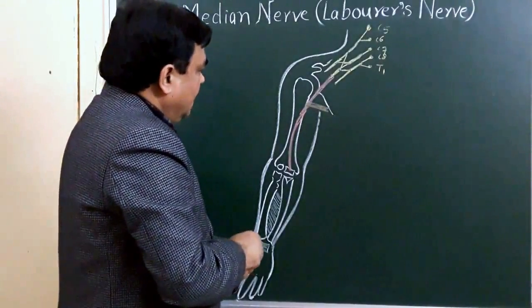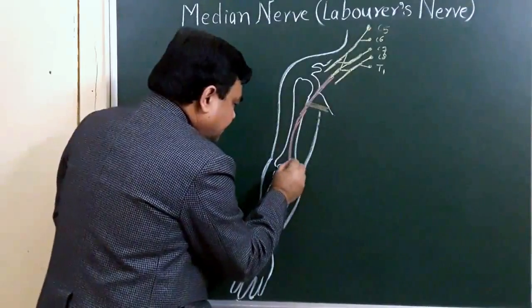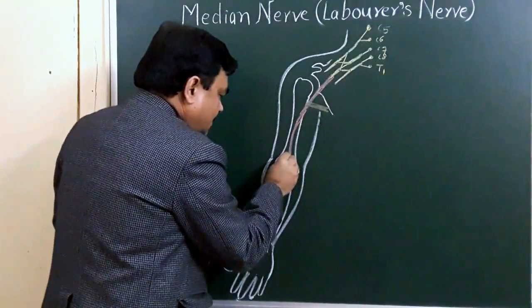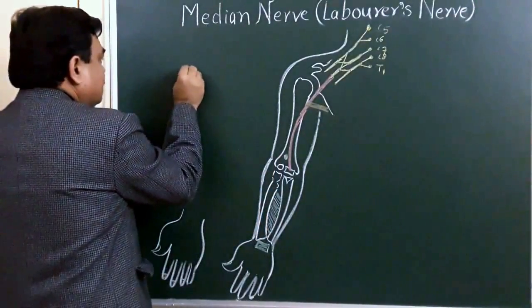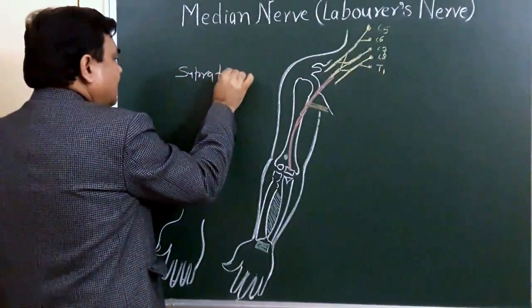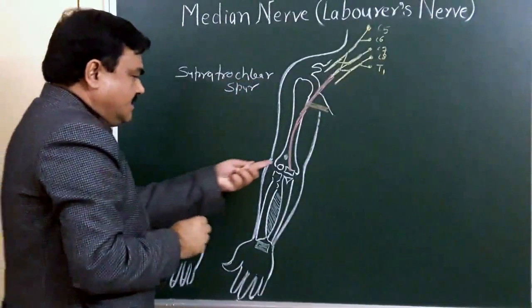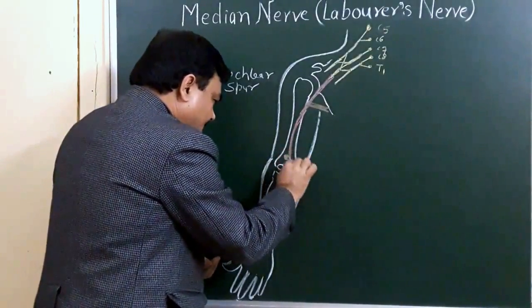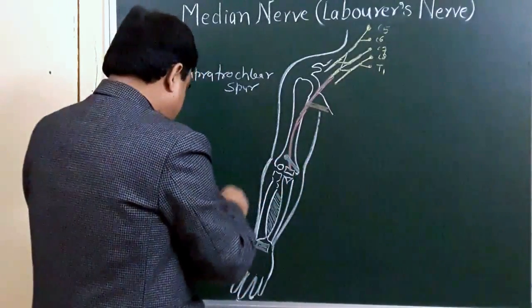Now, another related structure here is the supratrochlear spur. This is the supratrochlear spur, and this is the medial epicondyle of the humerus. From here to here, sometimes a ligament is present, known as Struther's ligament.